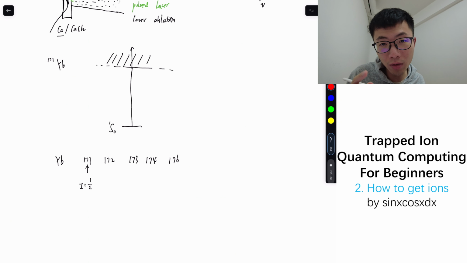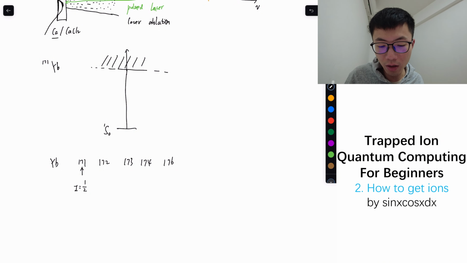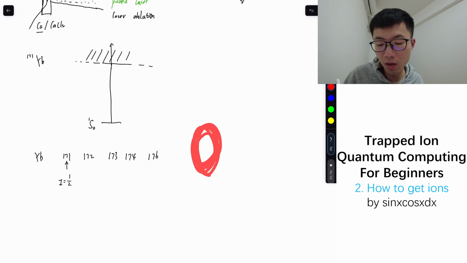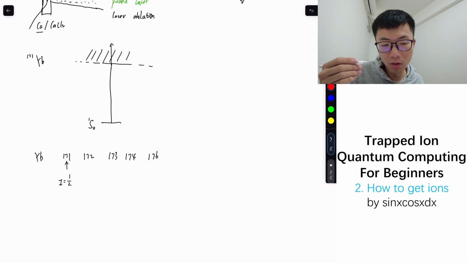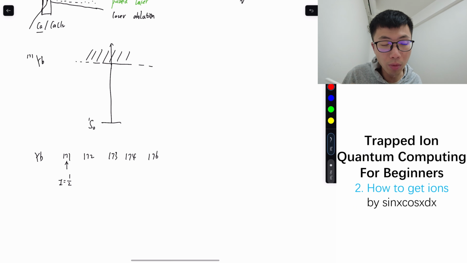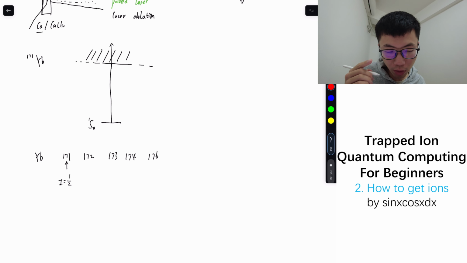If you don't get them out, after trapping, you will find that they have a different illumination wavelength of the transitions. Later we will see that if you use a camera to see the ions, some of the ions are bright, they are what we want, for example 171, but there are some ions that are dark, they could not be illuminated by the laser. They might be other isotopes. So we need to purify and get the isotopes out.